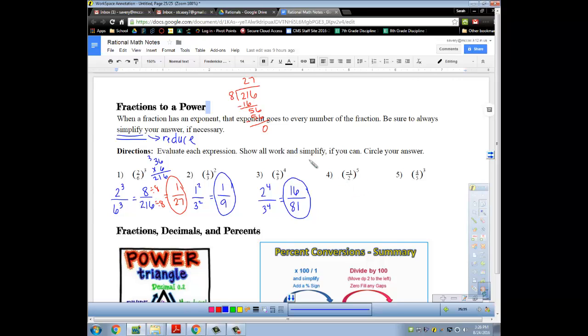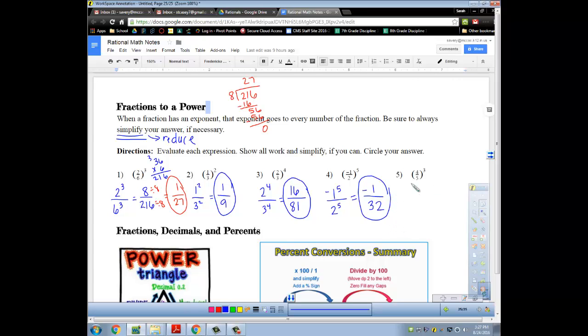Number 4, we have a negative. That's okay. We're just going to have to think of our negative rules. So we have -1 to the 5th and 2 to the 5th. So -1 times -1 is +1. +1 times -1 is -1. -1 times -1 is +1. And +1 times -1 is -1. So you could have just figured out what's 1 to the 5th. That's 1. And if your exponent is odd, then it's going to be a negative. If your exponent is even, then it's positive. 2 to the 5th, so 2 times 2 is 4, times 2 is 8, times 2 is 16, times 2 is 32. So -1 over 32.